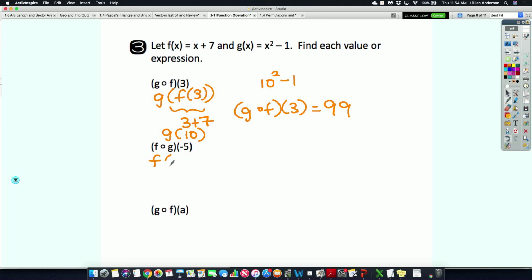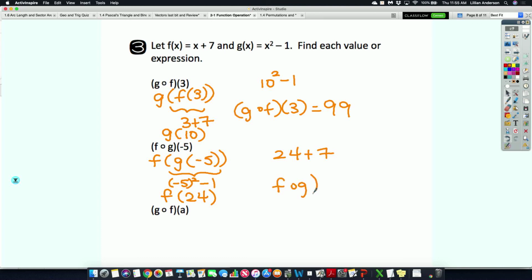Let's look at this one. I'm going to rewrite it so I can see it a little bit easier. That negative 5. What am I going to do with it? Plug it into G. So I'm going to take care of the inside first. So when I plug negative 5 into x, into the G function, that's negative 5 squared minus 1. What's negative 5 squared? 25. Minus 1? 24. So that 24 is what G of negative 5 is. Which means that 24 needs to go in the f function for every x that I see. That's 24 plus 7. What's 24 plus 7? 31. So my final answer is 31.